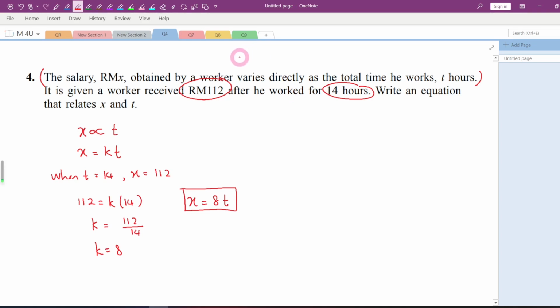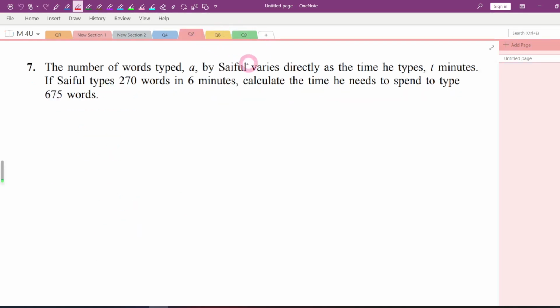Now let's go to question number 7. The number of words typed, A, by Saifu varies directly as the time he types, T minutes. After reading this question, we come up with this: A varies directly as the time he types, T. So this is in minutes. This is the number of words.